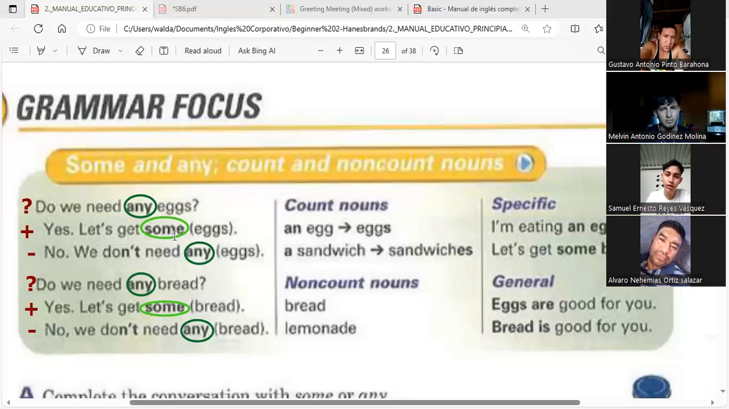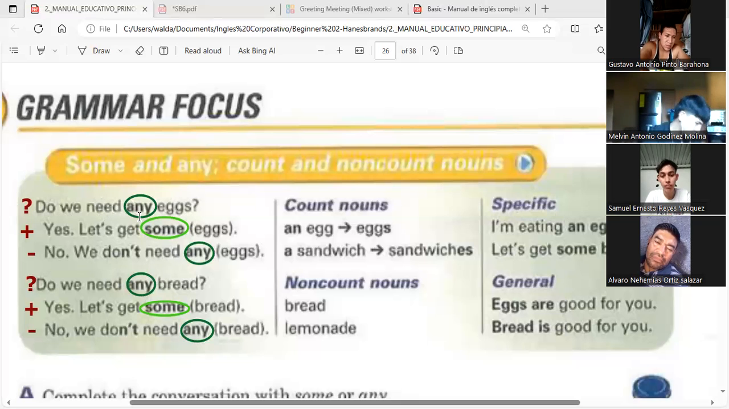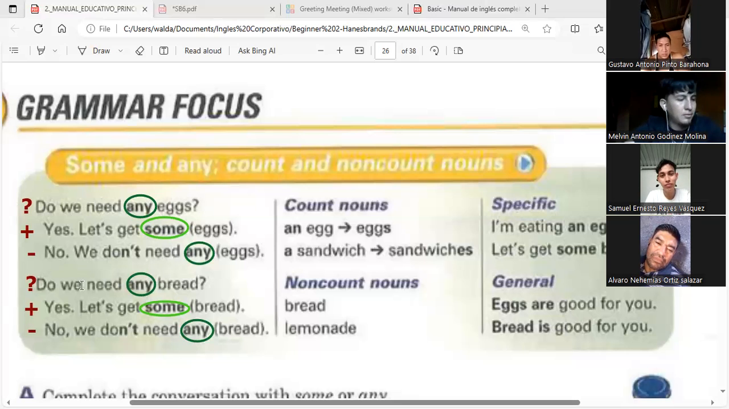Okay. And any? Any, es que no tiene una traducción directa, sino que solo es que lo utilizamos para hablar about questions or negatives. Okay, so do we need any eggs? Necesitamos algunos huevos. Do we need any bread? Necesitamos pan. Algo de pan?